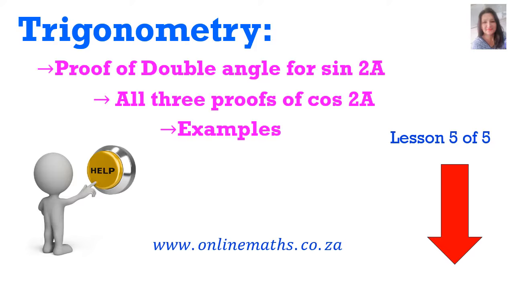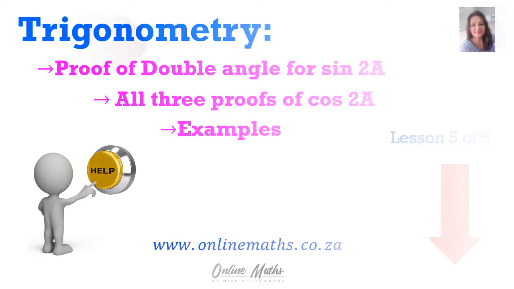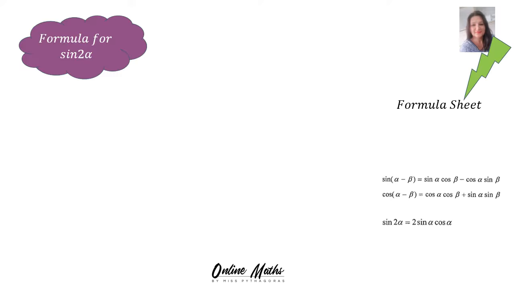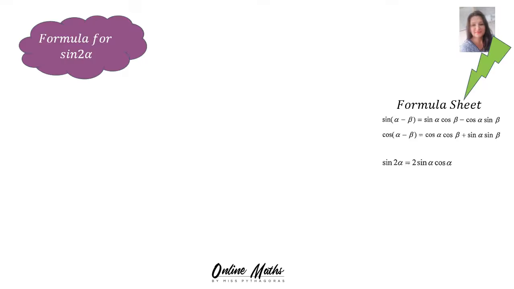Let's start with the maths. I will start with the formula for sin 2 alpha, the double angle. There's the formula sheet and you find it there. Sin 2 alpha is equal to 2 sin alpha cos alpha. So let me show you where it comes from.